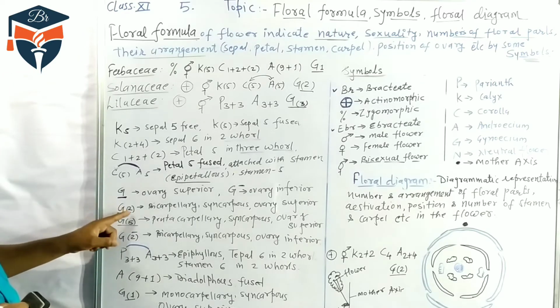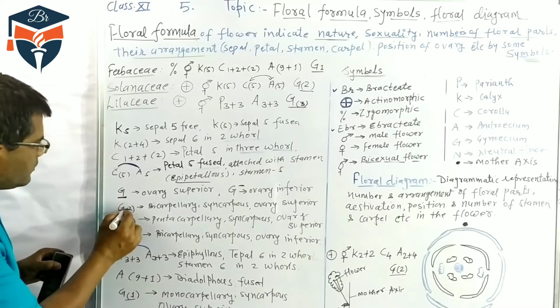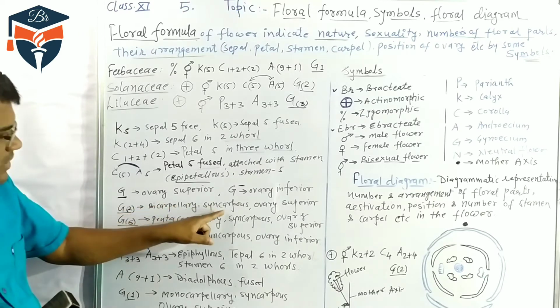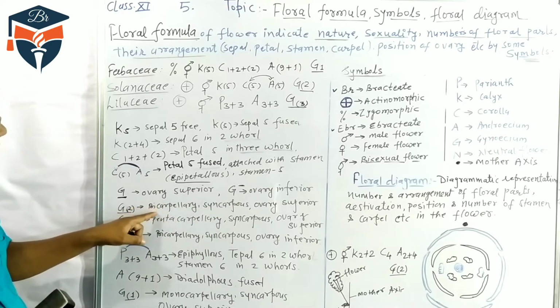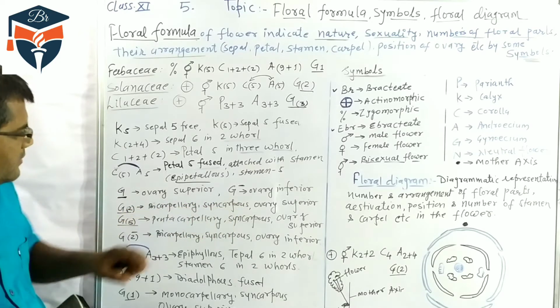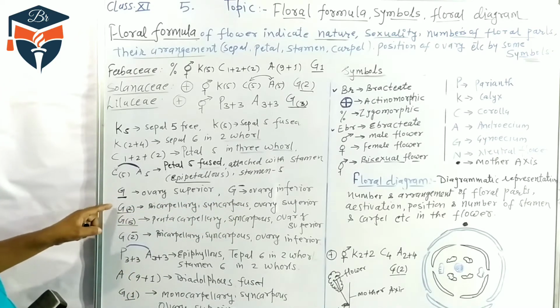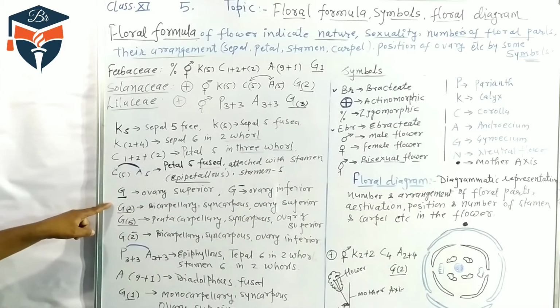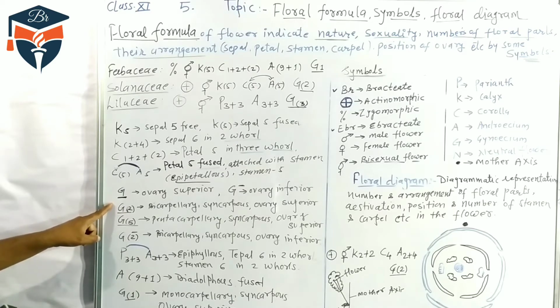Next is G in bracket 2. It means there are 2 carpels. They are fused. If carpels are fused, then it is called syncarpous. 2 carpels are here, bicarpellary. They are inside the bracket, syncarpous, and the dotted structure, as I told you, is ovary superior. So this type we can read: this is bicarpellary, syncarpous, and ovary superior.